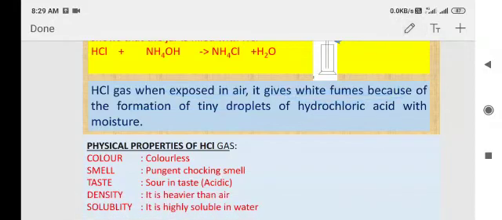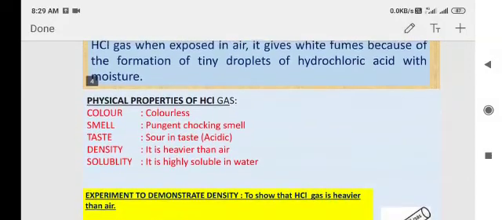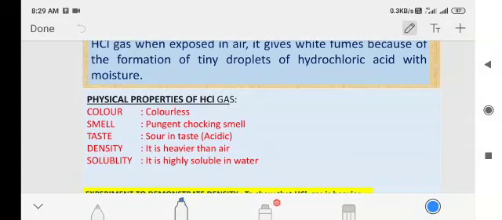Then the next thing is about its physical properties. Just casually you see, color is colorless, smell is pungent, choking, just a kind of suffocating smell, and the taste is acidic in nature. So this will give you a sour taste. Then density, HCl is definitely heavier than air. That is why we use the method called upward displacement of air for its collection. And about solubility, it is highly soluble in water. These are the major physical properties of HCl gas.